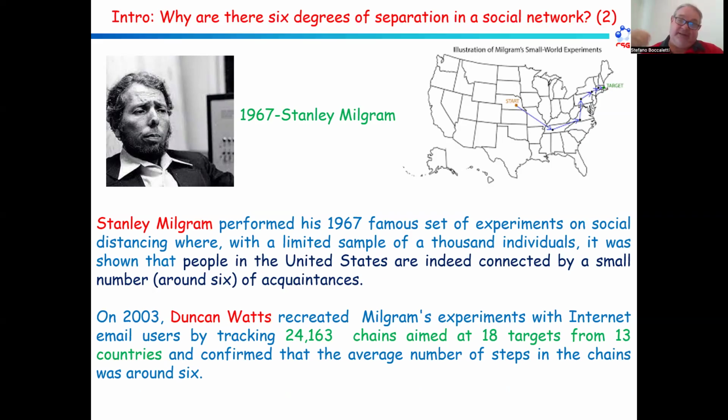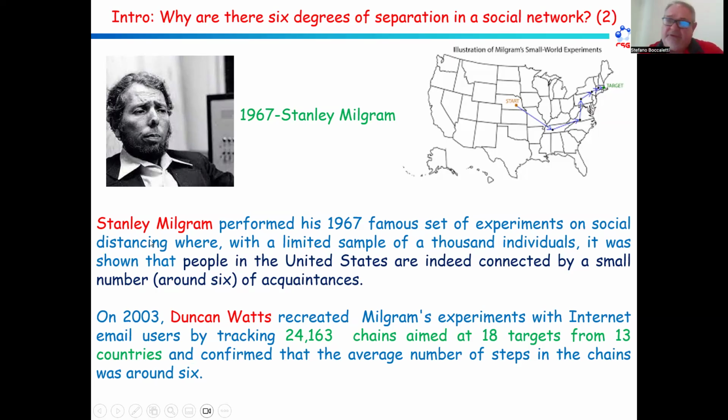And upon receiving the letter, the friend had to write a second letter to one of his friends, whom this time he supposed to be closer to the target, and so on and so forth, up to constructing the chain from the farmer to the broker. And so he constructed these 1,000 chains, made the statistics of these chains, and found that indeed the number of letters that had to be sent in the chain, so the number of intermediaries, was around 6.